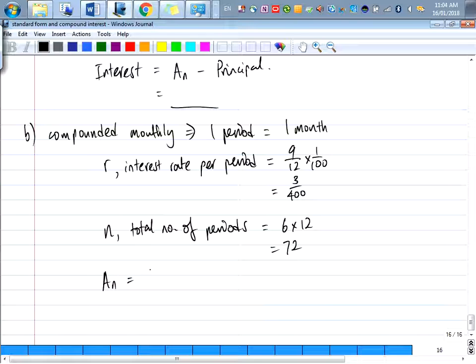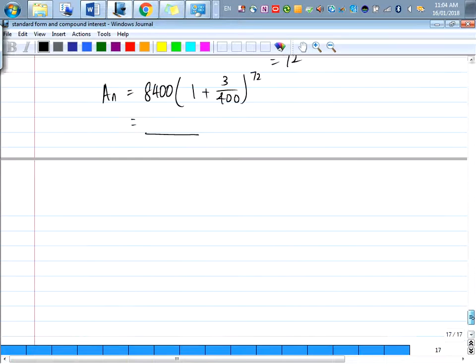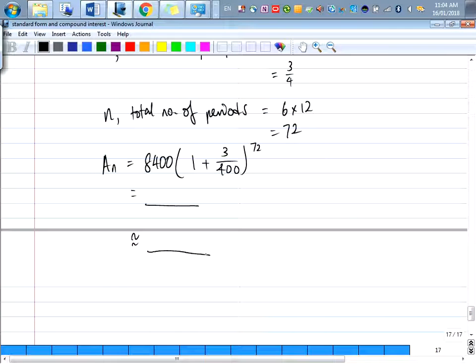Now with this, straightforward substitution into our formula. AN is now 8,400, 1 plus... Wait. Okay, this one shouldn't have been here. This is just 3 over 400. Okay, and this is 1 plus 3 over 400 to the power of 72. Okay? So with this, get the value, round it off, and interest will be equals to AN minus 8,400. Get an answer. Okay?